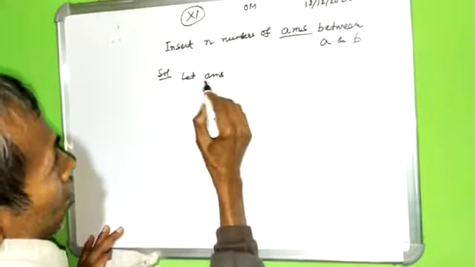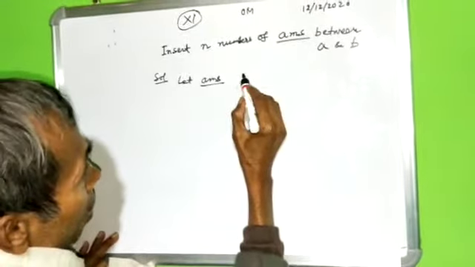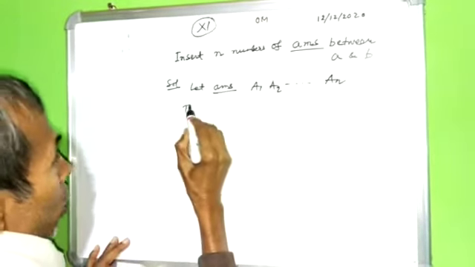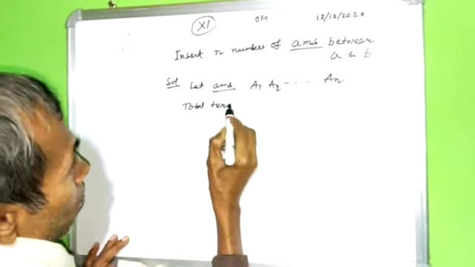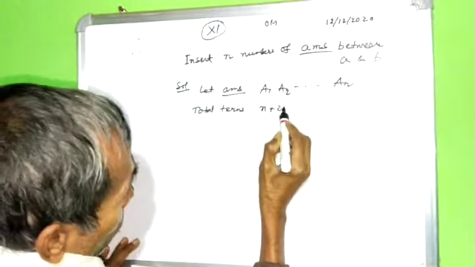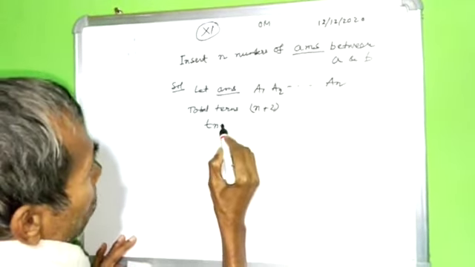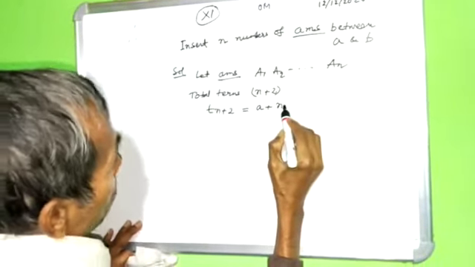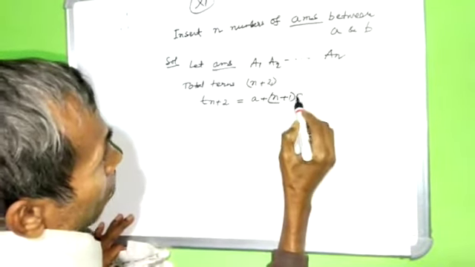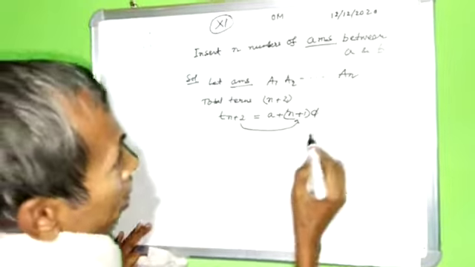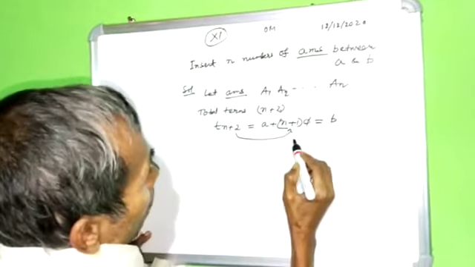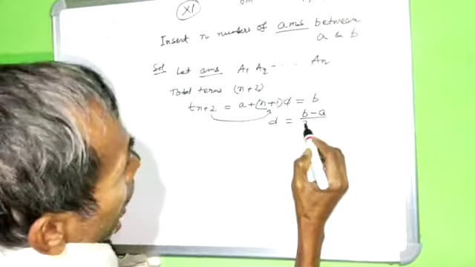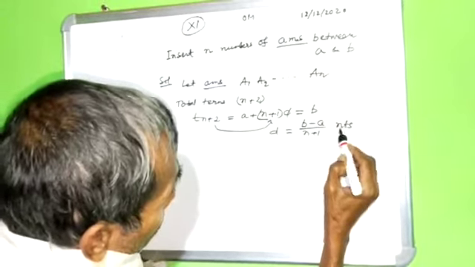Let the arithmetic means between A and B be A1, A2, ..., AN. Here the total terms are N plus 2. Therefore, T(N+2) equals A plus (N+1)D, which is always 1 less, equal to B. Therefore, D equals (B minus A) by (N plus 1). Note this step.